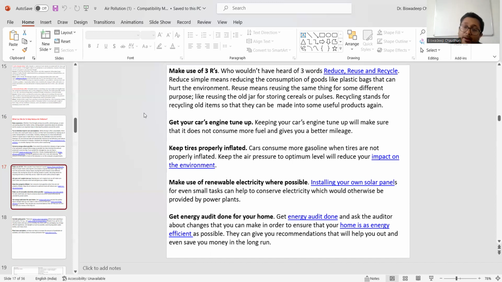Fix your car's engine tuned up. Remember, a tuned engine, a healthy engine, always consumes less fuel and gives better mileage, which is very much advantageous for anyone who is driving a motorcycle or car or whatever it may be. So keep your engine tuned up.